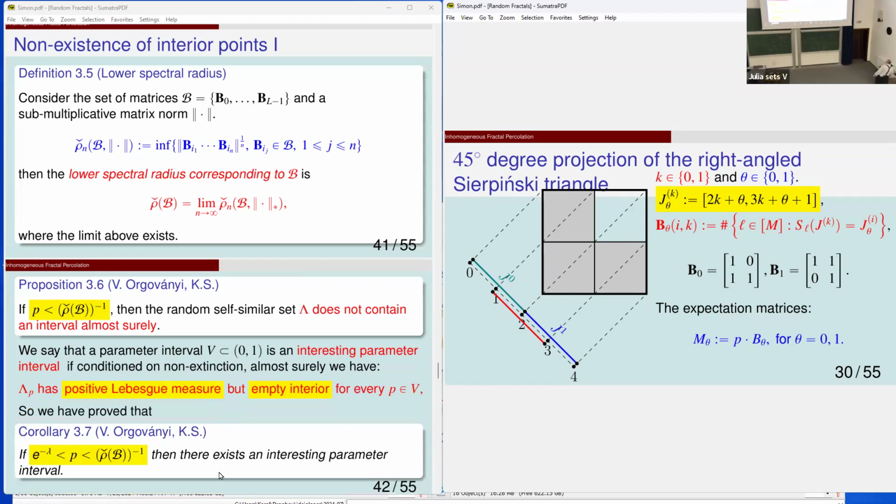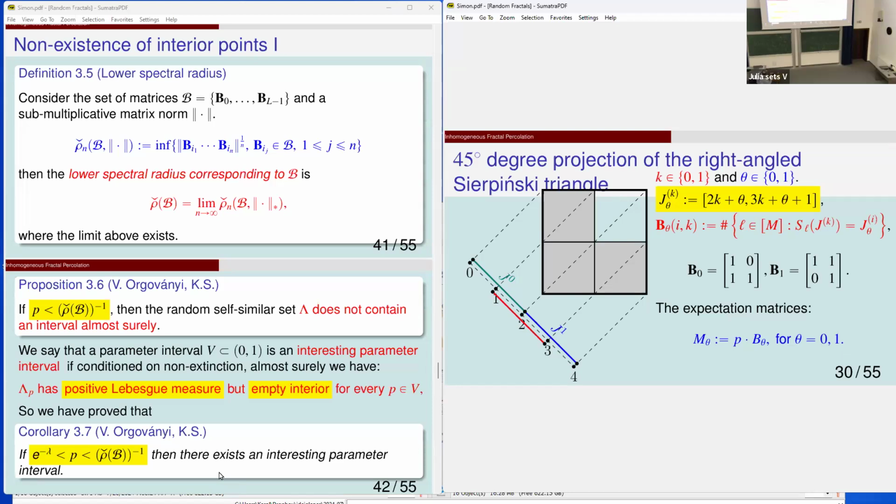understand it relatively well. And then what we proved with Vilma Orgovani was that if P is smaller than the reciprocal of the lower spectral radius, then lambda does not contain any interval, almost surely. We have a stronger result, but I don't have time because I have 10 more minutes. This will be good enough now.